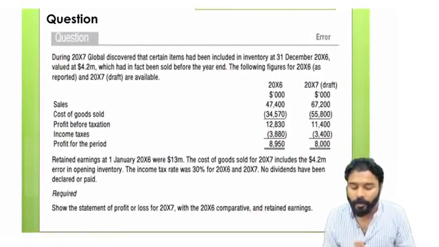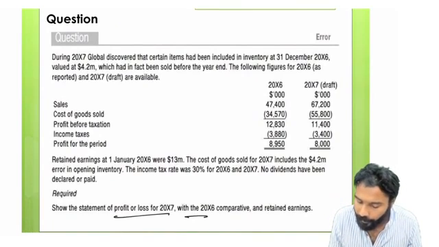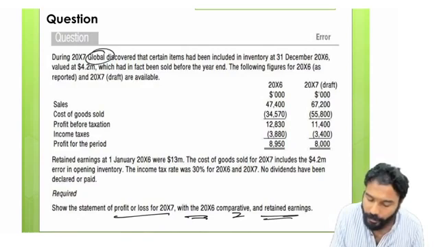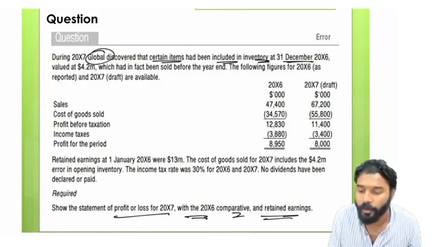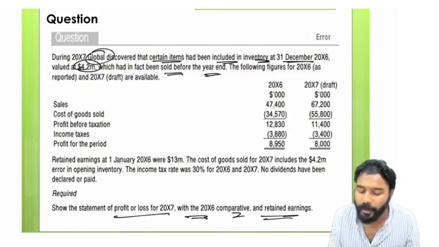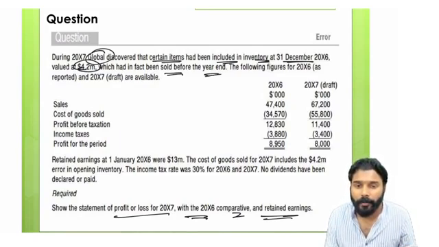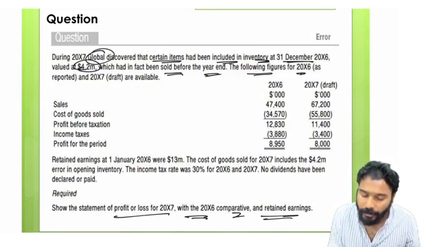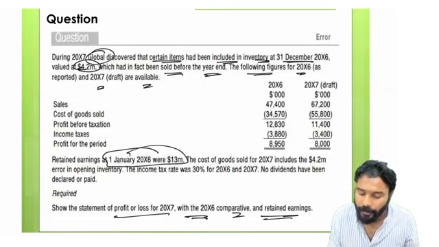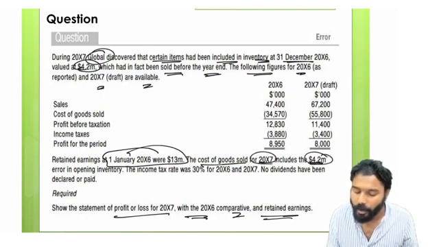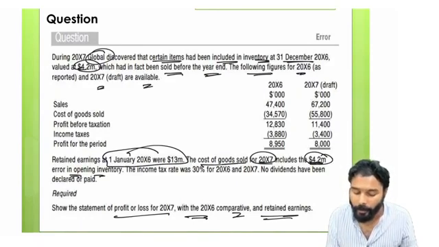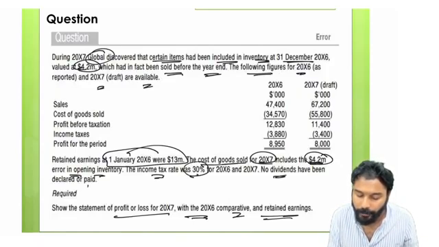Let's see here the statement of profit and loss of X7 with X6, the comparatives, and the retained earnings are given. During X7, the company discovered that certain items had been included in inventory at 31st December X6, valued at 4.2 million, which had in fact been sold before the year end. The following figures for X6 and X7 drafts are given here. The retained earnings at 1st January X6 is 13 million. The cost of goods sold for X7 is 4.2 million. It is an error in the opening inventory. The income tax rate was 30% and no tax has been paid.